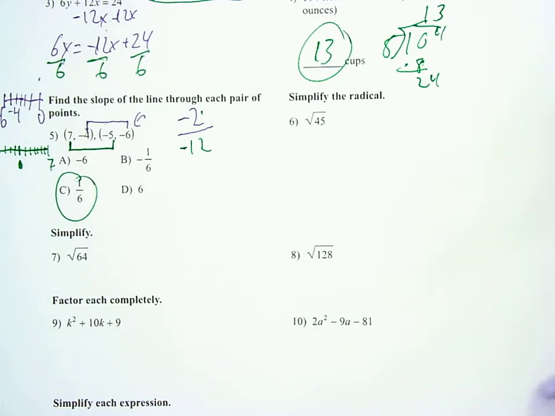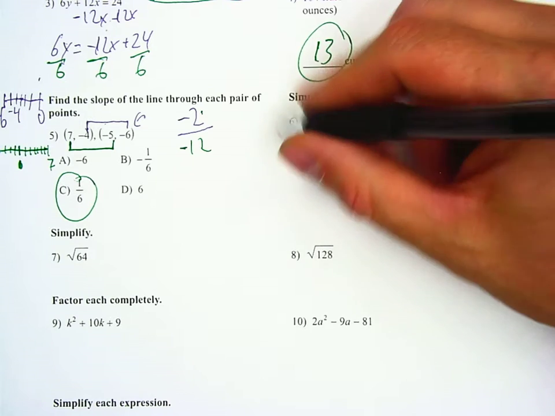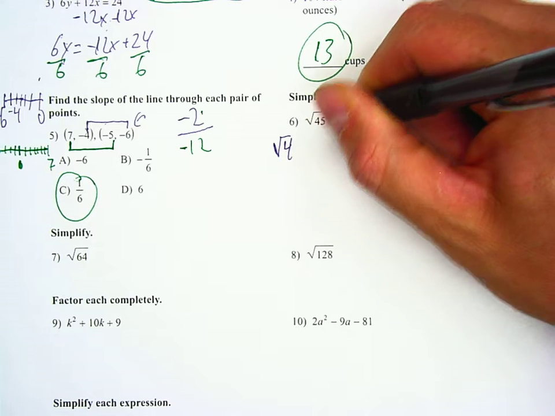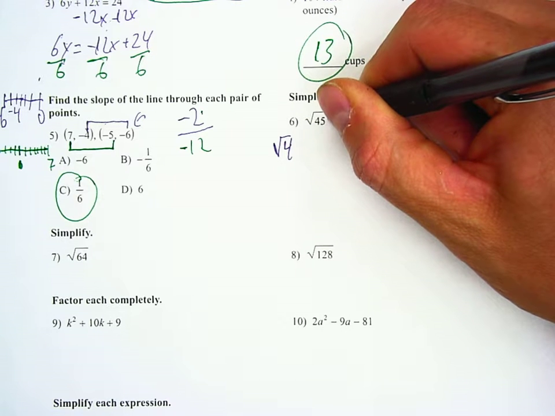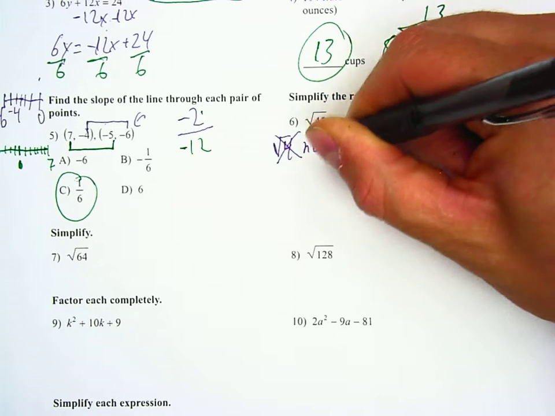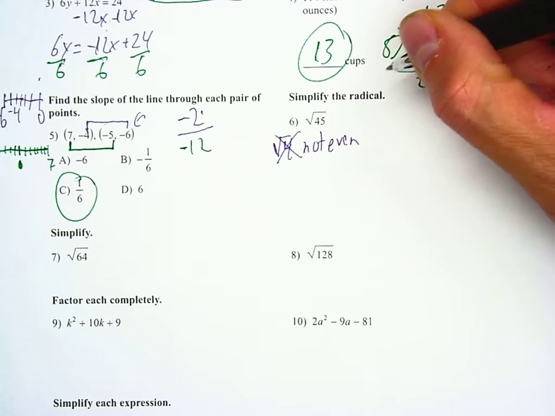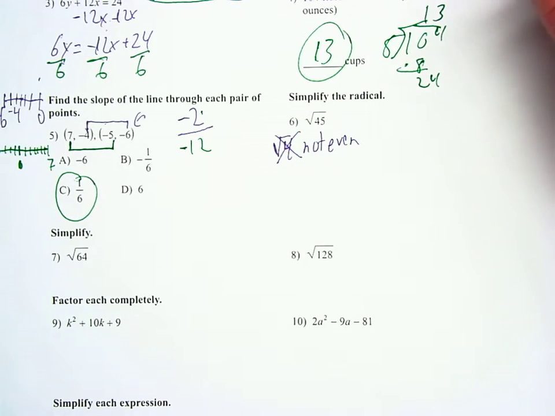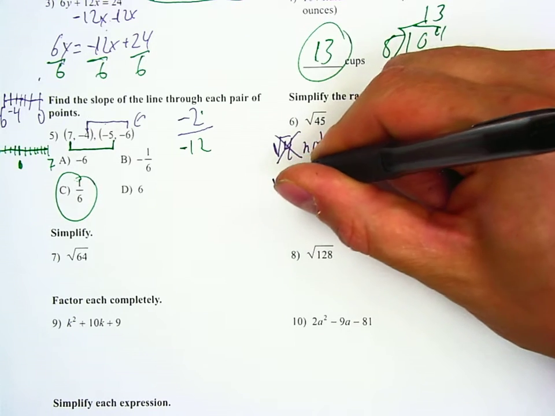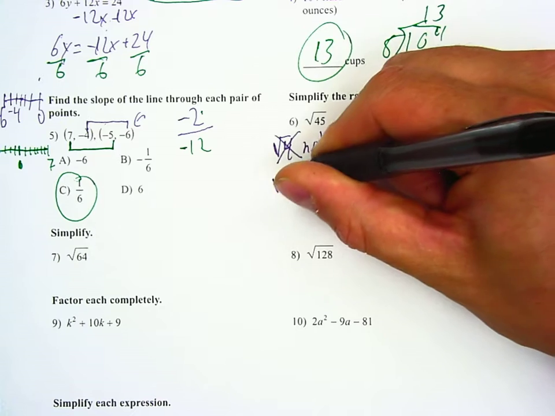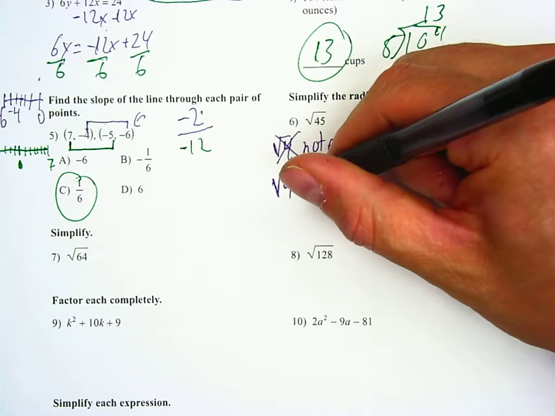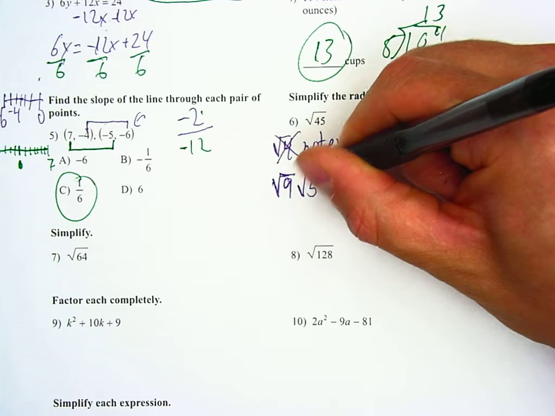Next item, simplifying radicals. Here I'm asking you to reduce the perfect root. So I'm asking you, does the square root of 4 go into 45? Well, no, because 45 is not even. Not even. So 4 will not go into 45. The next perfect square is a 9. Does the square root of 9 go into the square root of 45? Well, yes, because 9 by 5 is in fact 45.